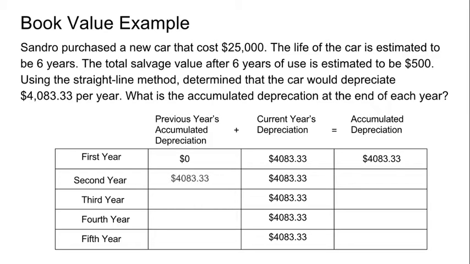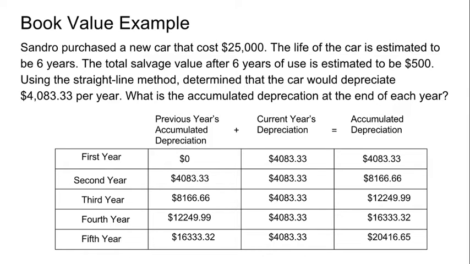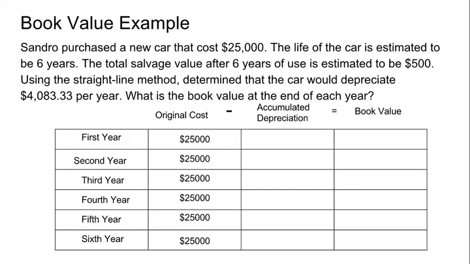So now we can do the second year, the third year. So we remember we're just using the previous year's accumulated depreciation, adding the current year, and getting our new one. So at the end of 5 years, the accumulated depreciation of the car is $20,416.65. So now that we have our accumulated depreciations, let's go ahead and do our book value. So we're going to do the book value for all 6 years.